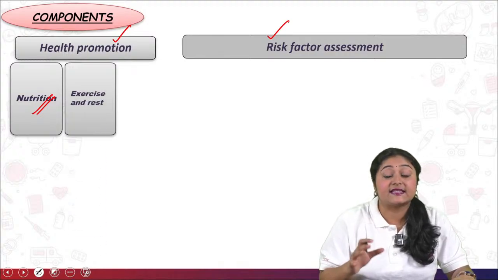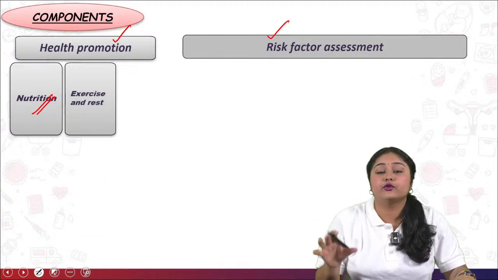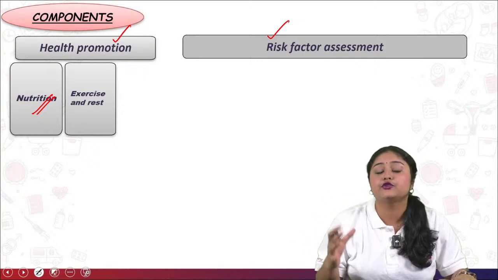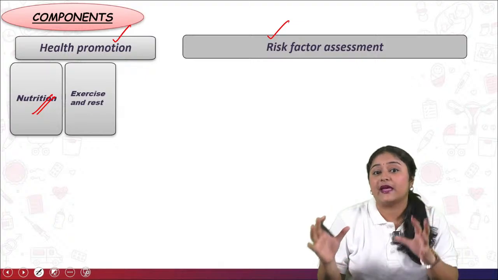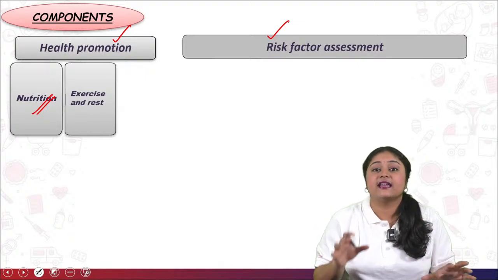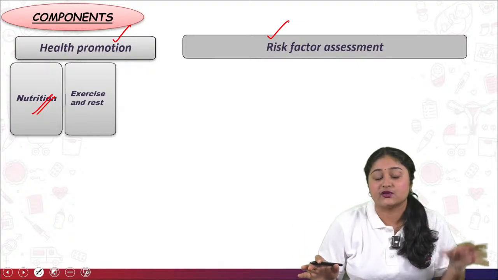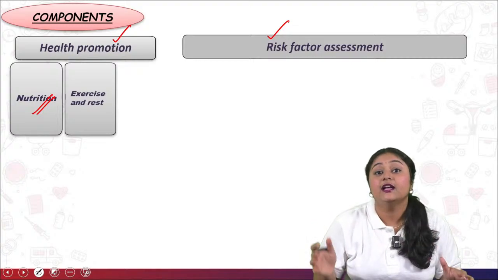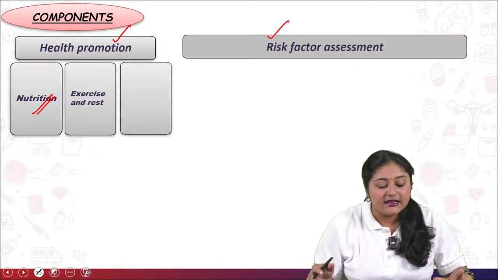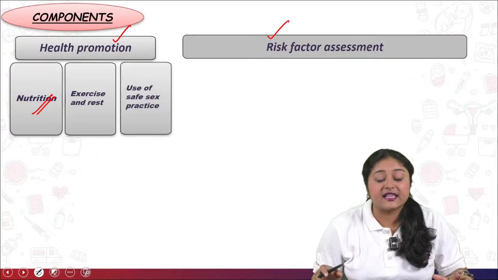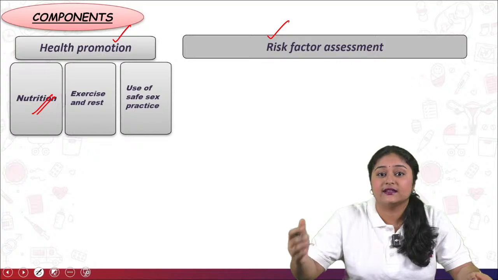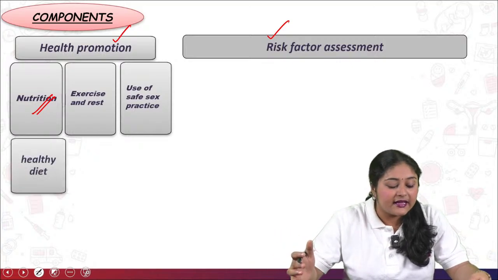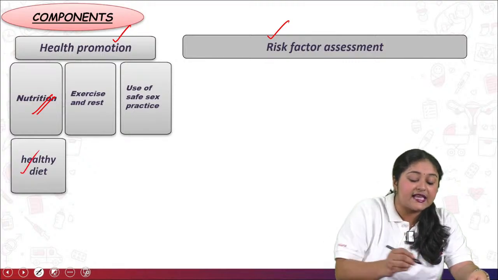Next one is exercise and rest. They have to do exercise, for example the tailor sitting exercise, which will be helpful for tightening the pelvic floor muscles, as well as exercise like the birth ball exercise, which will be helpful to descend the baby and is also helpful for normal vaginal delivery. Next one is the use of safe sex practice, by using condoms as well as any other kind of barrier method.